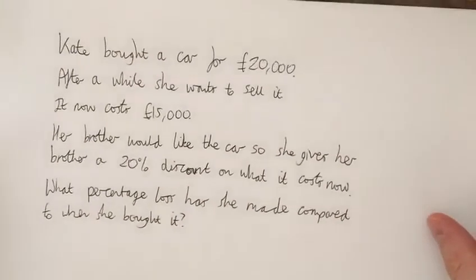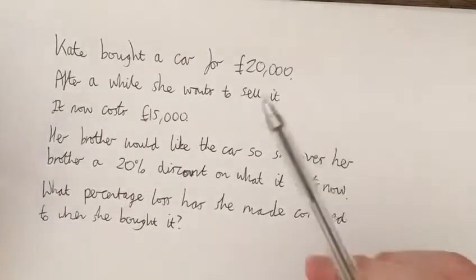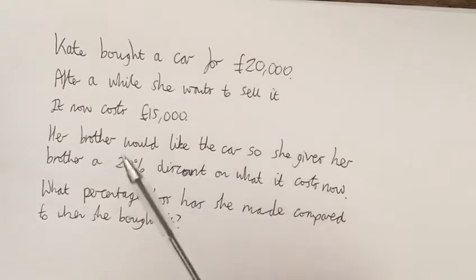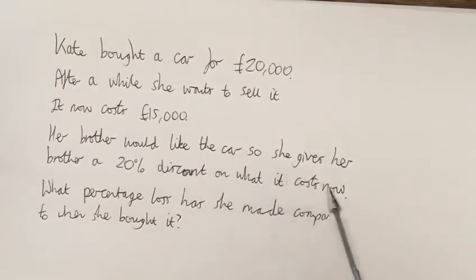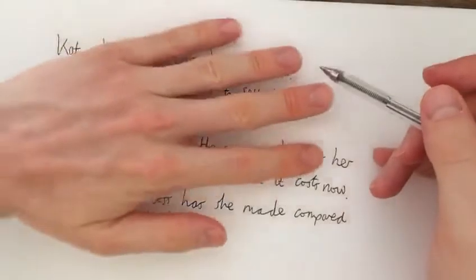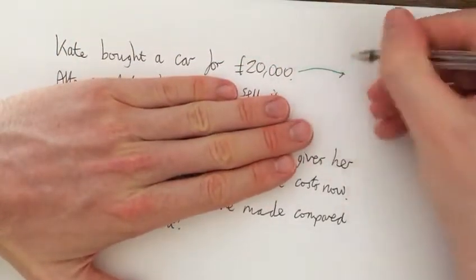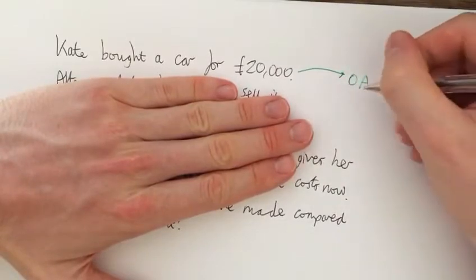This is the last one we'll do. So, Kate bought a car for £20,000. After a while, she wants to sell it. It now costs £15,000. Her brother would like the car, so she gives her brother a 20% discount on what it costs now. What percentage loss has she made compared to when she bought it? So she bought it, again, line by line here, please. She bought it for £20,000. So that is her original amount.